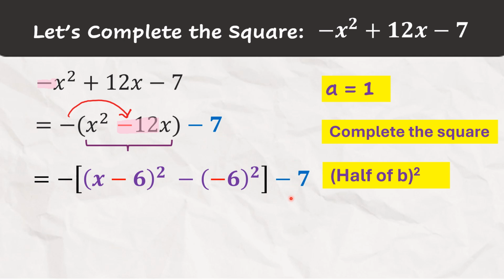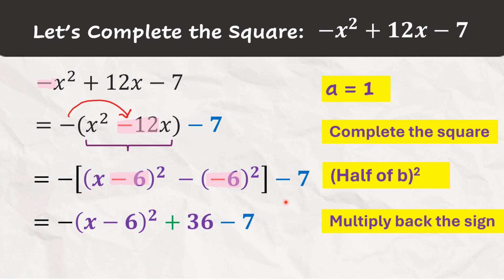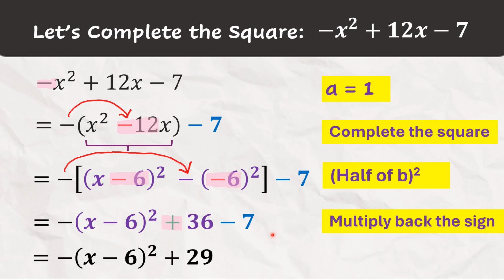What I need to do next is simplify. To simplify, I multiply back the sign. By multiplying back the sign, I will have negative x minus 6 squared, and then minus minus, this will give me plus, and then I simply need to evaluate 36 minus 7, and with this I arrive at the final answer, which is here. Hopefully you find this useful. The key thing to take note of here is that I need to factorize out the negative sign.